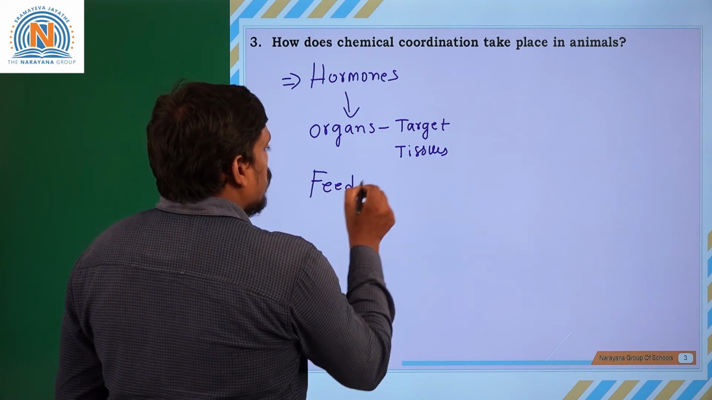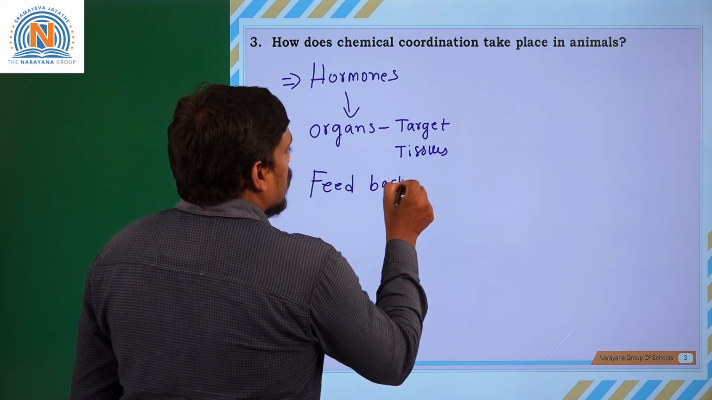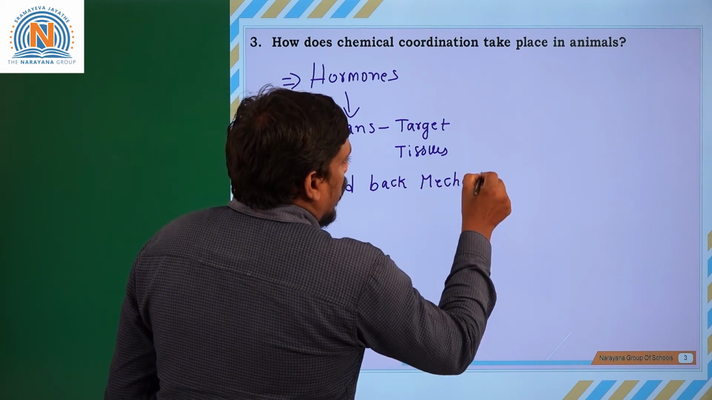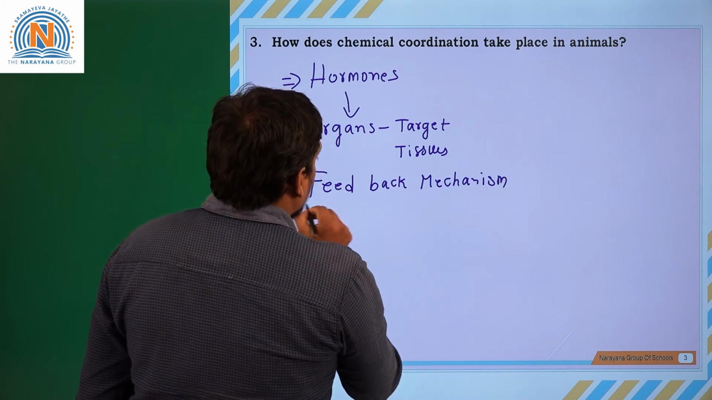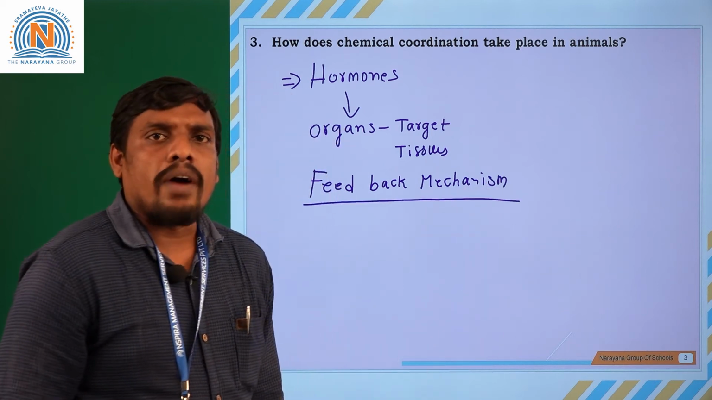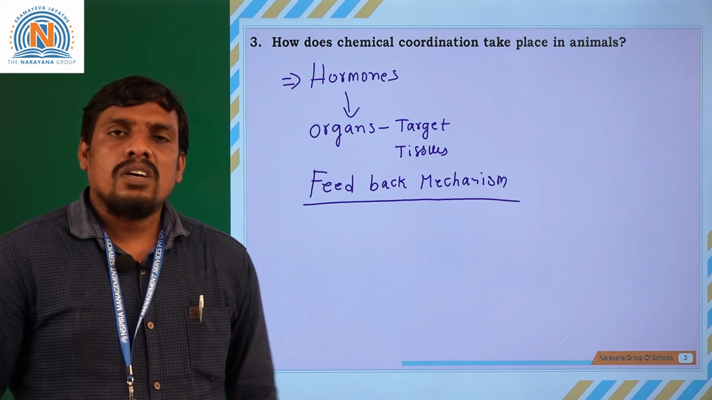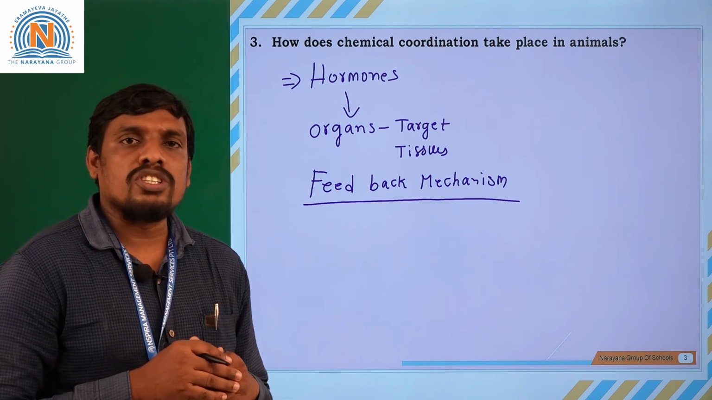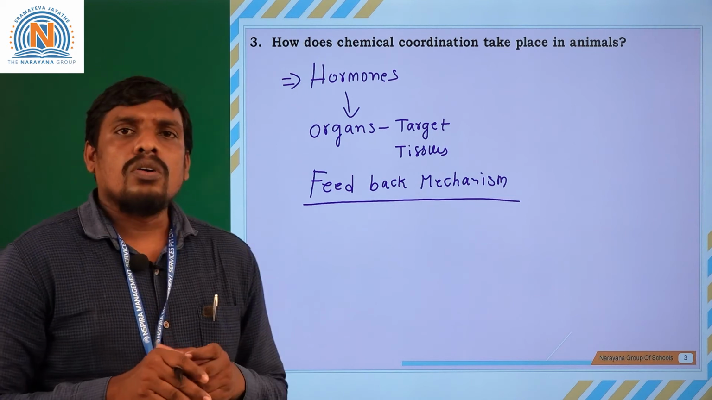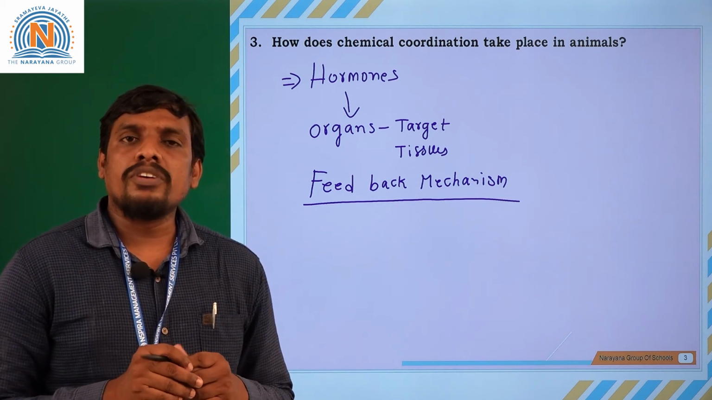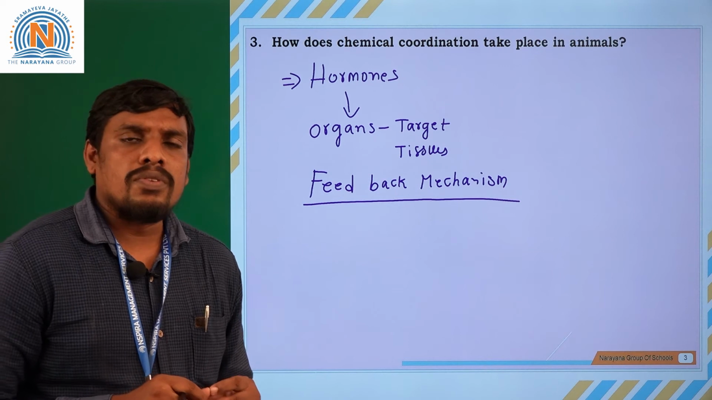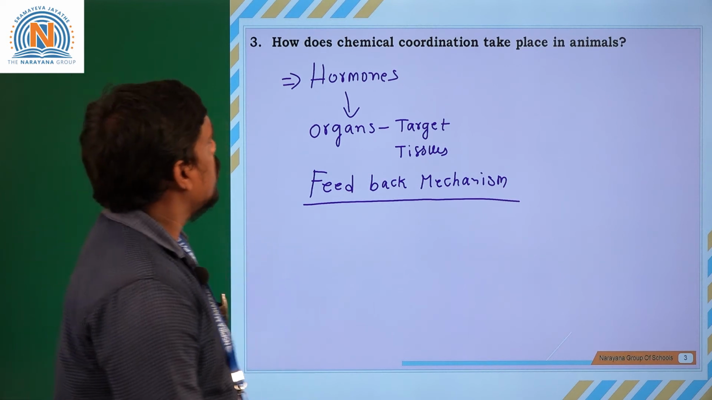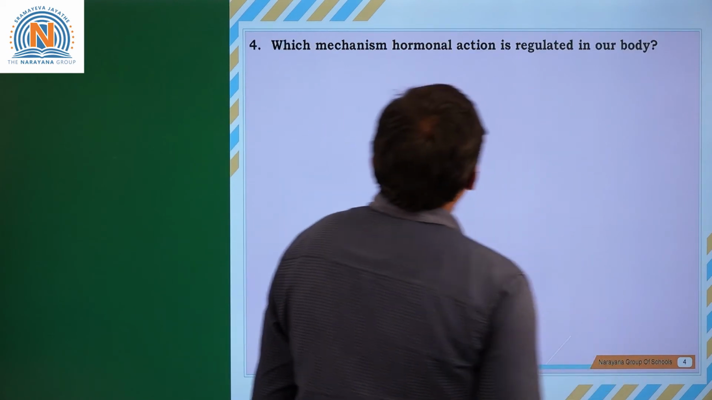feedback mechanism. A feedback mechanism is seen in animals, especially you can see this kind of feedback mechanism in the cockfight. During the Sankranti festival, you might have seen the cockfight. The cocks are fighting each other through a special kind of mechanism called a feedback mechanism, which is influenced by the endocrine system of hormones. Clear, students? Going for the fourth question.